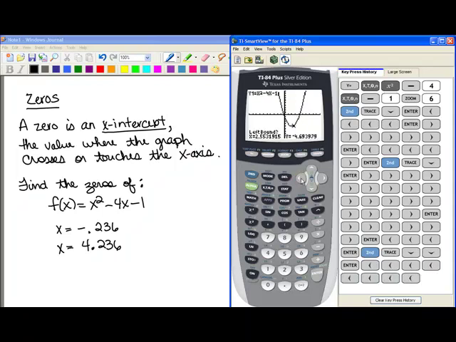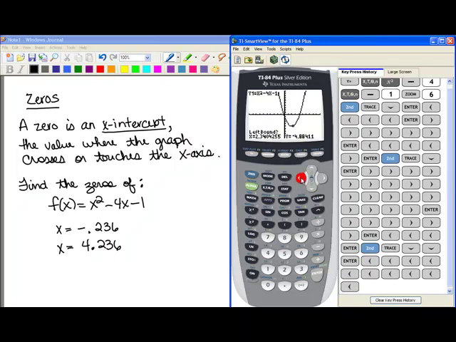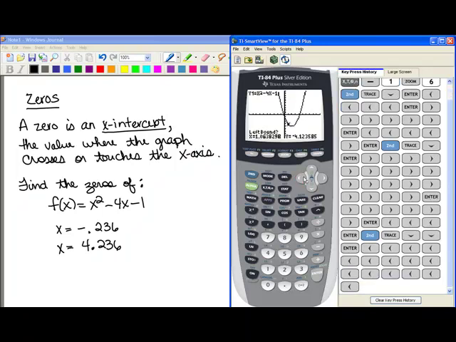So I'm going to move the cursor over. Okay, the minimum's somewhere right about here, so we need to move it over to the left. Okay, I like to give a little bit of room. Okay, this will be a good left bound. Anywhere over here will work. Numbers at the bottom may be different on your calculator. Press enter.